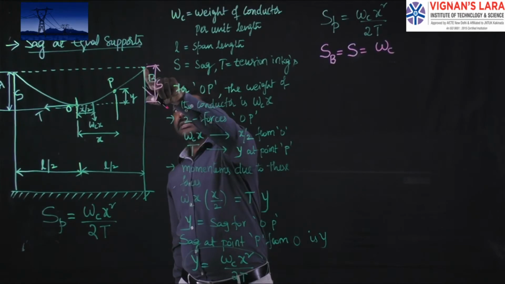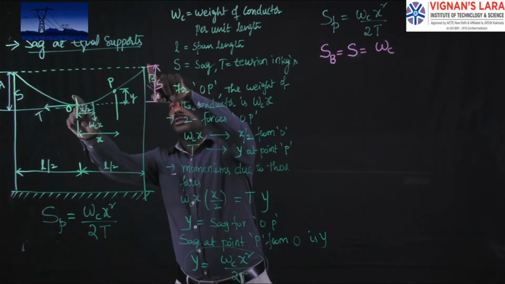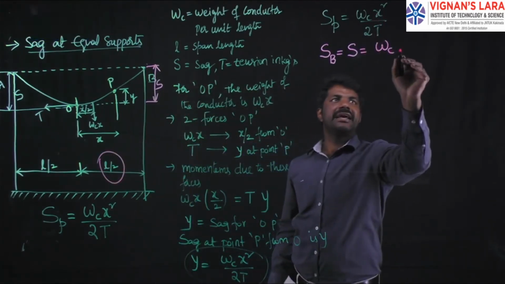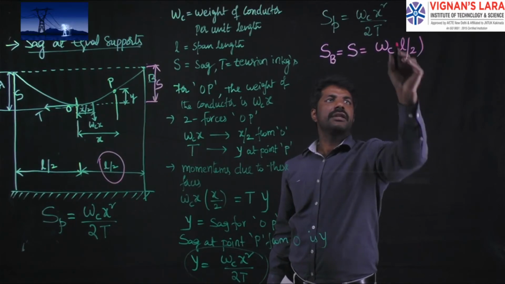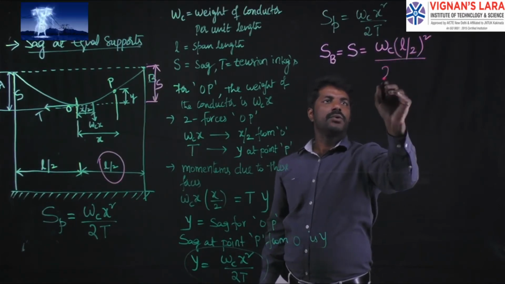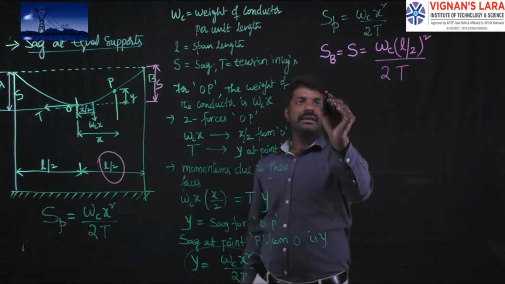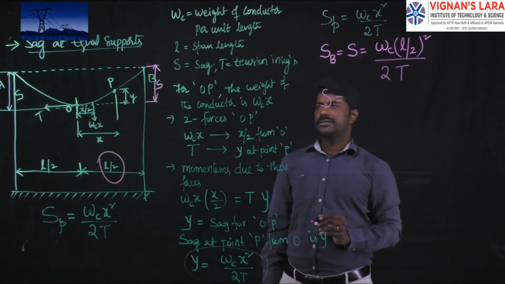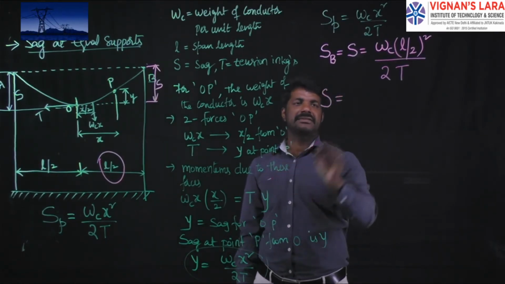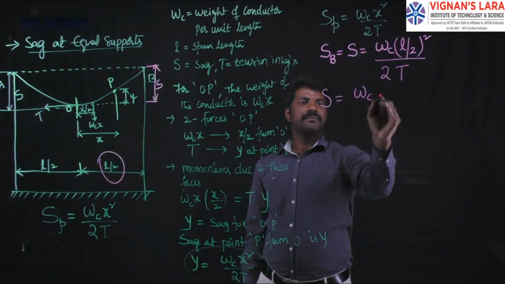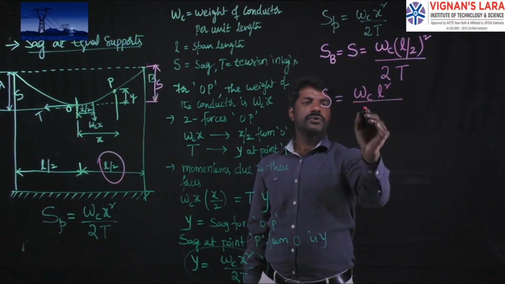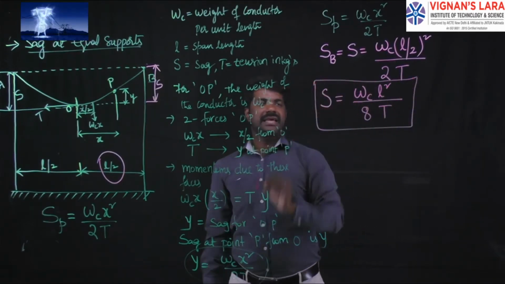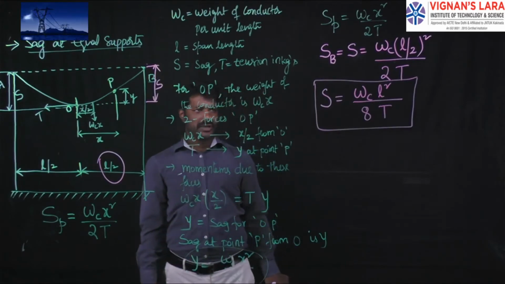But now I want the distance between point B and O. These two are located at a distance of L by 2. Then in the place of x I have to write L by 2 whole square by 2 into tension on the conductor. Then sag at the tower or support SB, which is equal to capital S, is equal to WC L square by 4 2s are 8 T. The sag at the support is equal to WC L square by 8T.